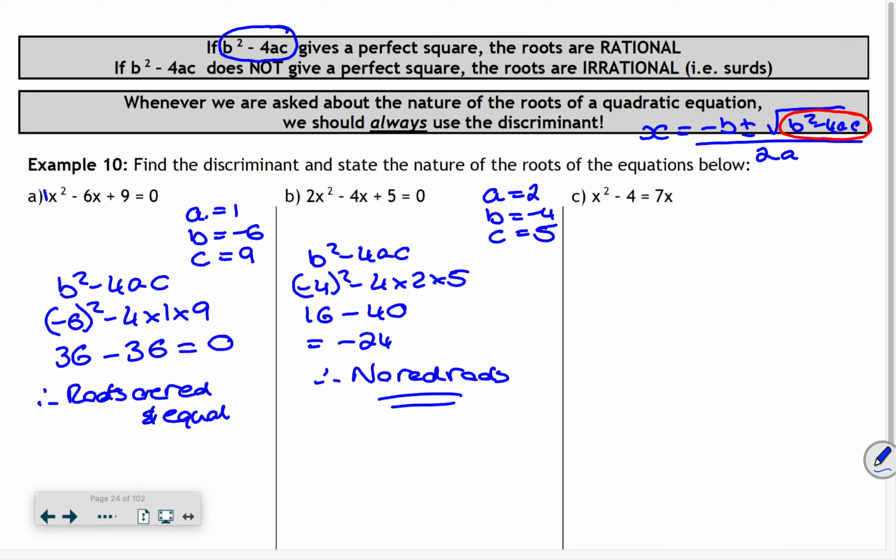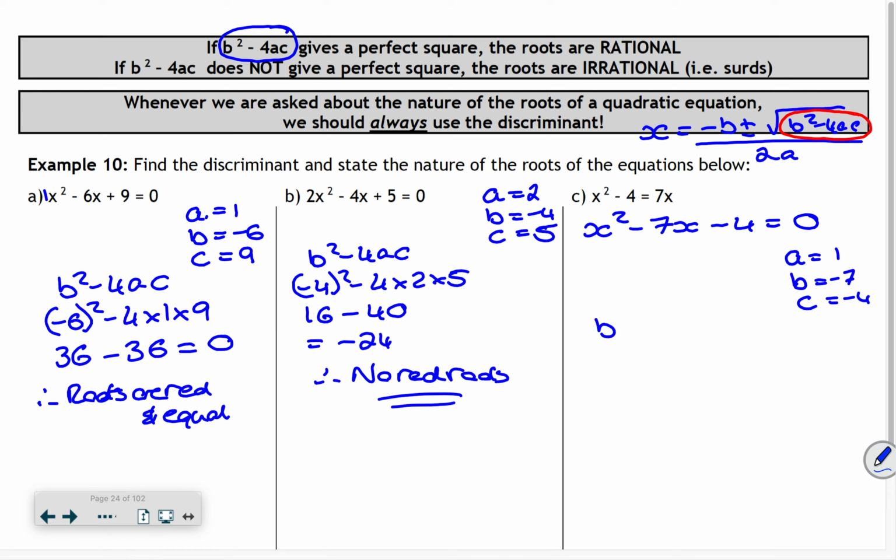And then the last one, we have to rearrange it a little bit before we do that, because we always must make sure that the right hand side is equal to 0. So that would give us x squared minus 7x minus 4 is equal to 0. Pick out your values of a, b, and c. So a is 1, b is minus 7, c is minus 4.